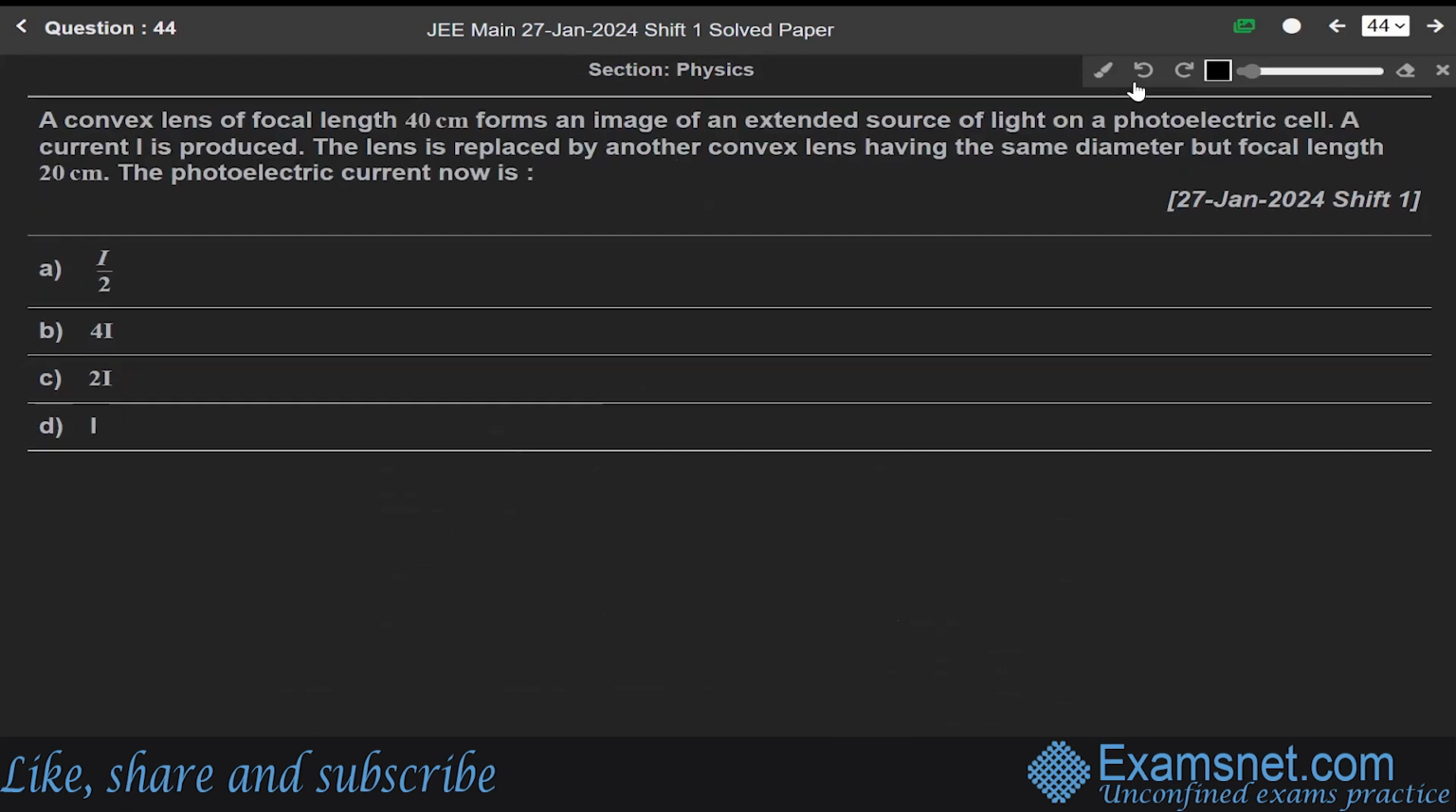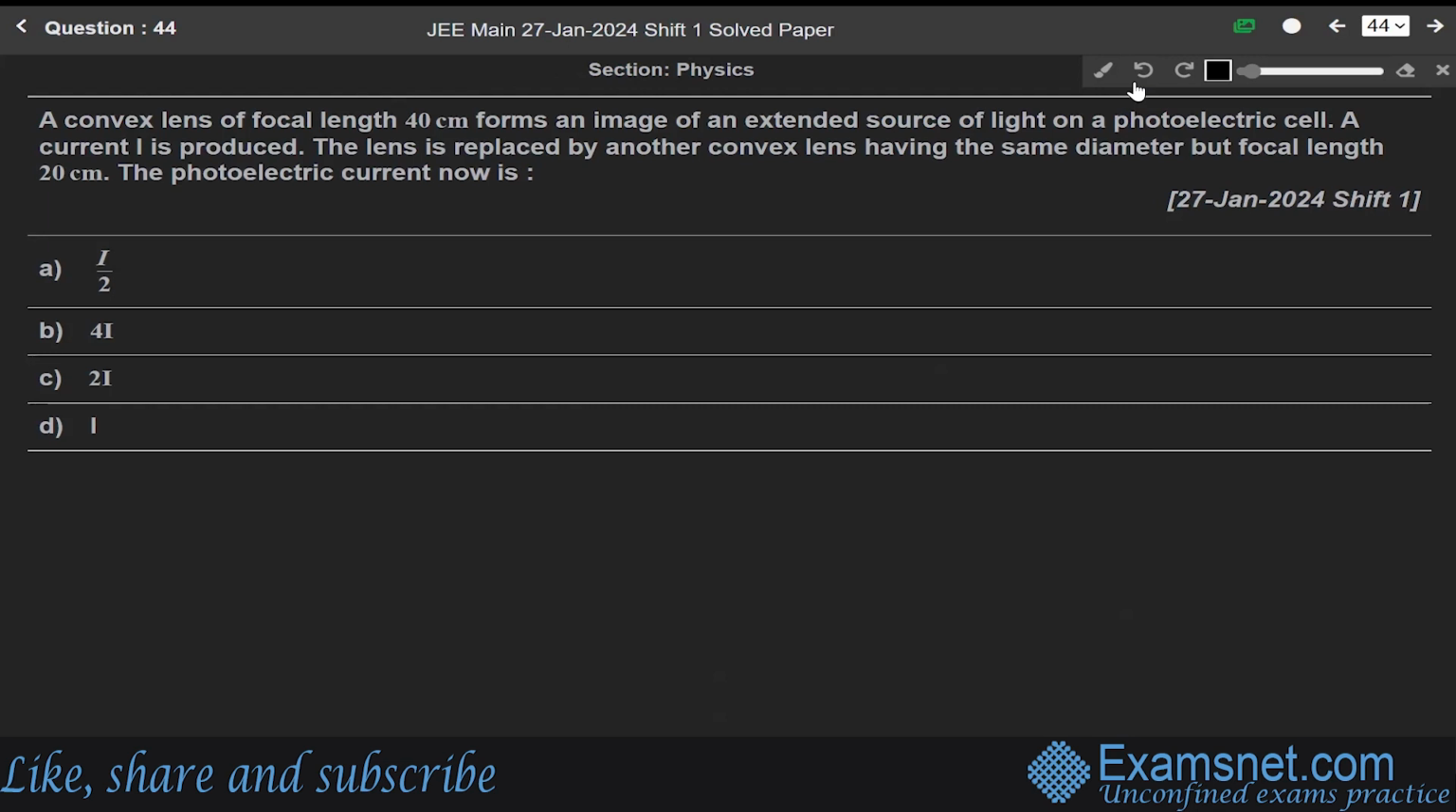Now next question, question number 44. This question says that a convex lens of focal length 40 cm forms an image of an extended source of light on a photoelectric cell. A current I is produced. The lens is replaced by another convex lens having the same diameter and focal length 20 cm. We have to find the electric current now.